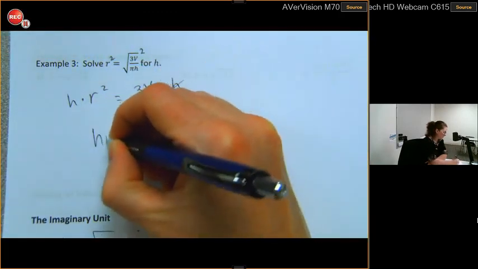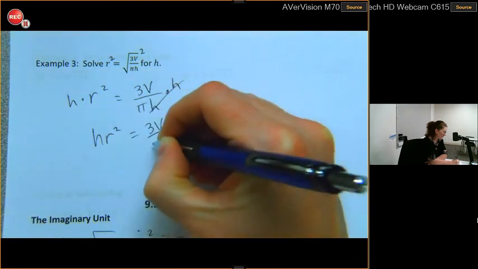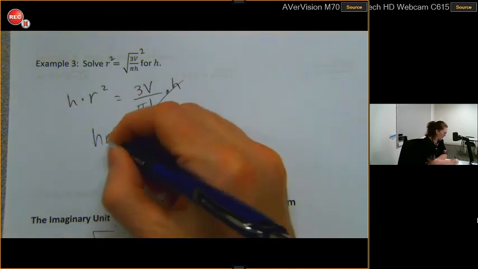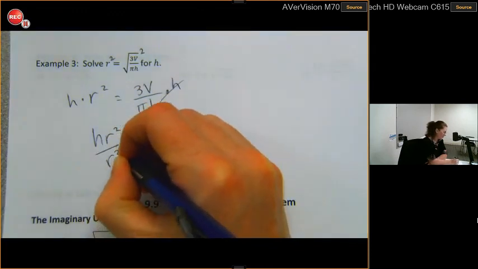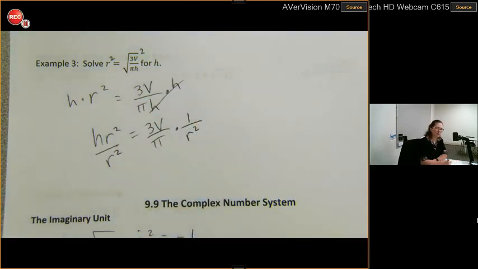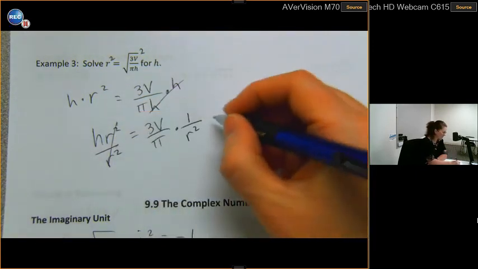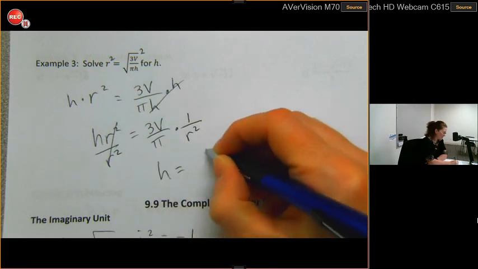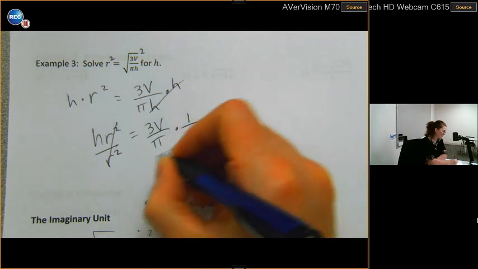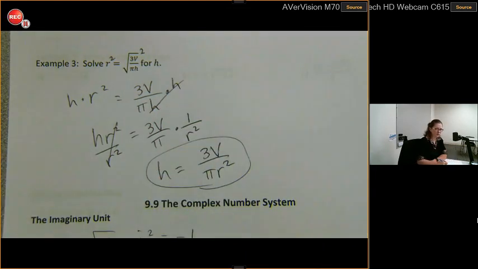So I have h r squared equals 3b over pi. To get the h by itself, I'm going to divide by r squared, or dividing by r squared is the same thing as multiplying by 1 over r squared. So now h equals 3b over pi r squared. Make sure that you notice the V is capital. MyLabs is case sensitive, so if it's a capital letter, make sure you use a capital letter when you're typing your answer.